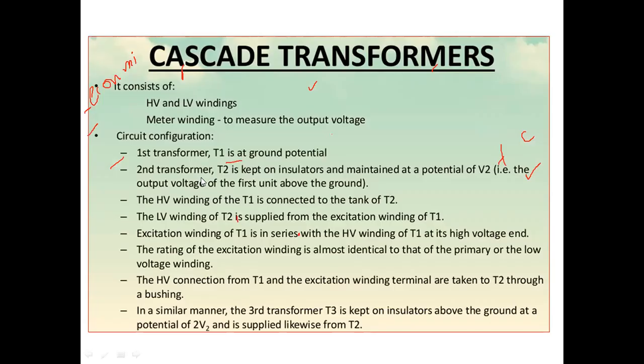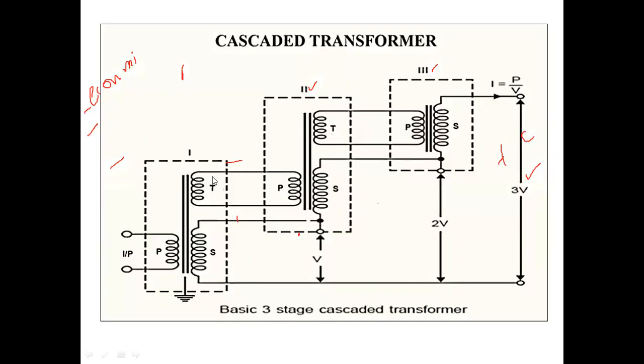The rating of the excitation winding is almost identical to that of the primary winding, the low voltage winding. These are identical: the tertiary winding, or excitation winding, is identical to the primary winding. And these are in series, so the voltage over here will be the same over here. From the example I have explained, we have, for example, 220 volts on this side.